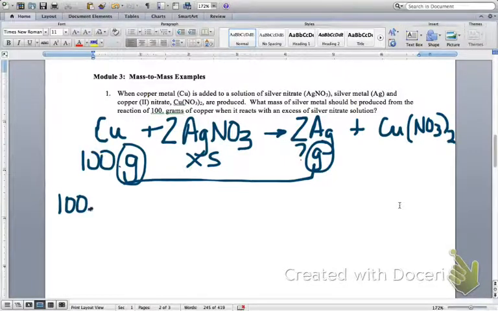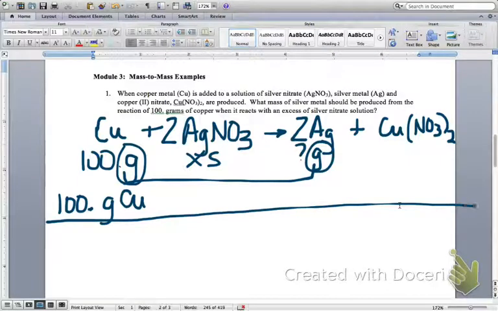And you guys, that was 100 with a decimal. That does affect your significant figures. So we're starting with 100 grams of copper. But I know immediately that I've got to convert grams of copper into what unit? Moles. I have to convert grams of copper into moles of copper. Okay? So to convert between grams and moles, I need to use what? Periodic table. I've got to use the periodic table to get the molar mass of copper.